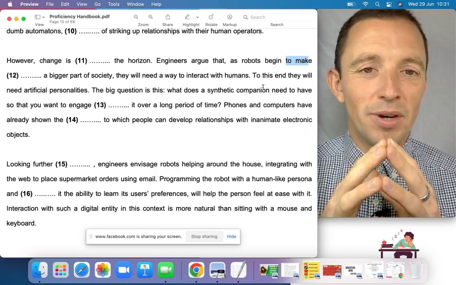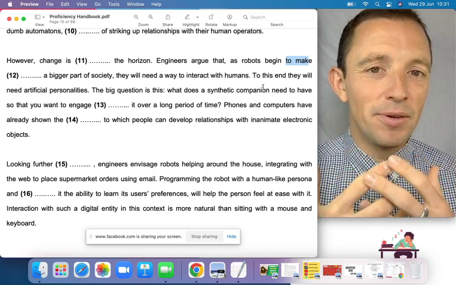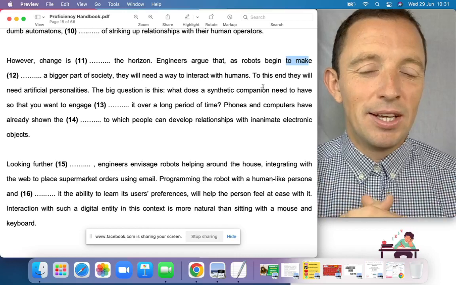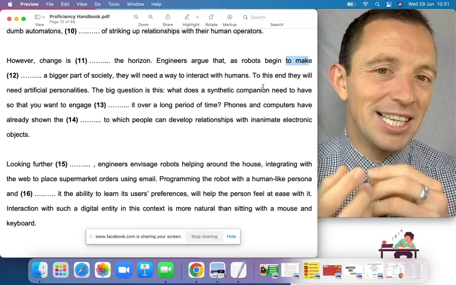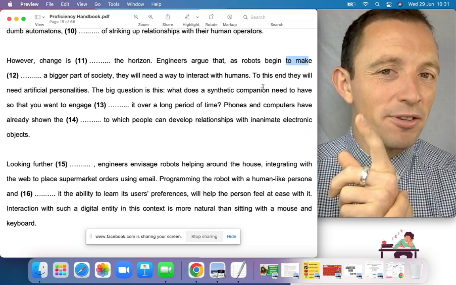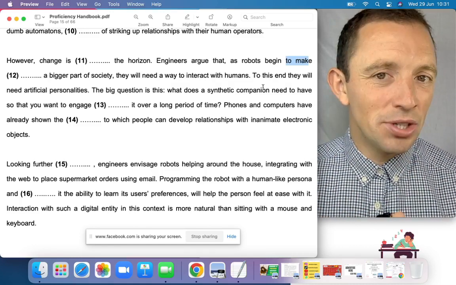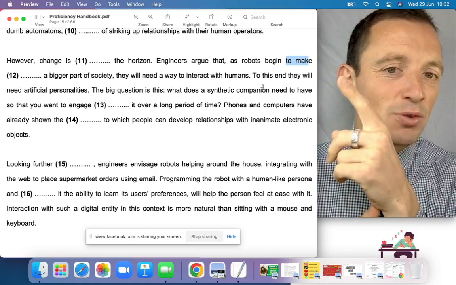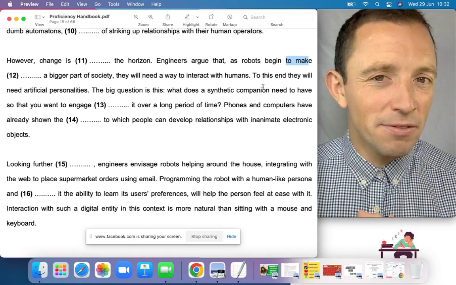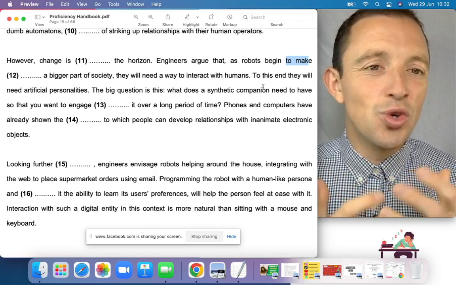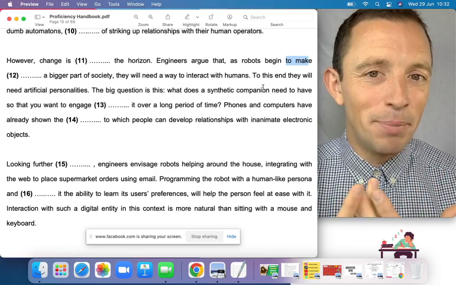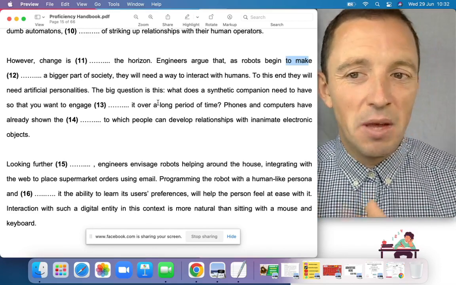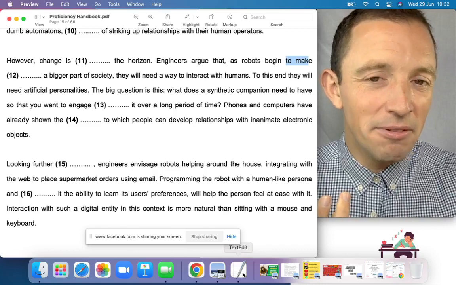So Irish people make up the vast majority of people traveling to the football tournament, for example. So make up has the same significance as consist, and it fits very comfortably here. And I think it's the only option for number 12 here. So let's read again. Engineers argue that as robots begin to make up a bigger part of society, so as they begin to grow and occupy bigger parts of society, so they will need to interact with humans. For me, it's the only option that fits very, very well.